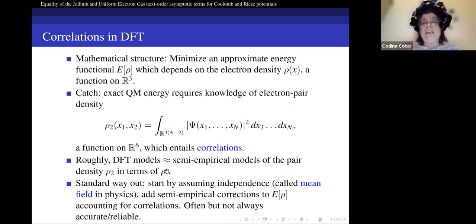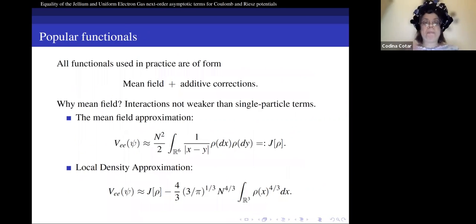The standard way that people work within DFT is to start by saying all particles are independent. After that, they try to add corrections based on the fact that the particles are actually not independent. This can lead to good accuracy, but it's not always accurate. It depends on the system. I'm going to just mention the top two popular density functionals. The first one is the Thomas-Fermi one, the mean field approximation.